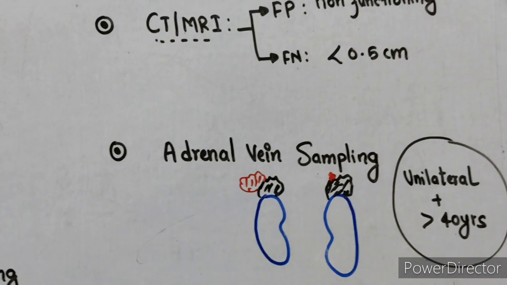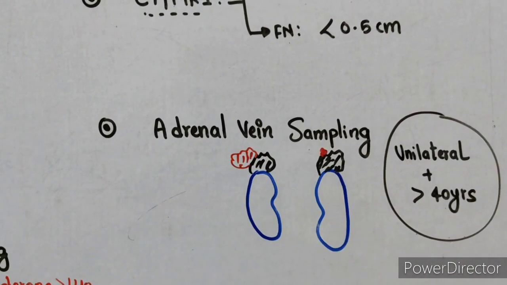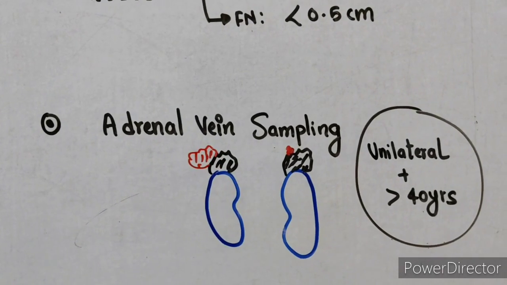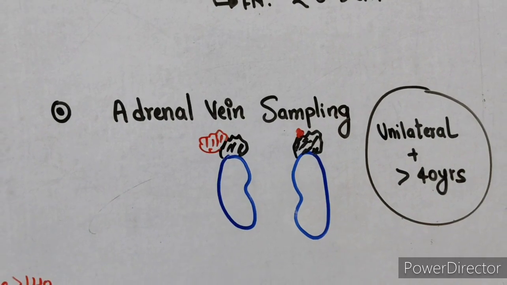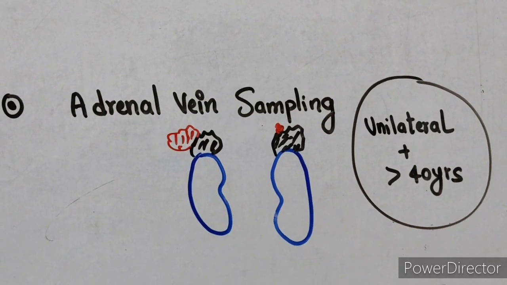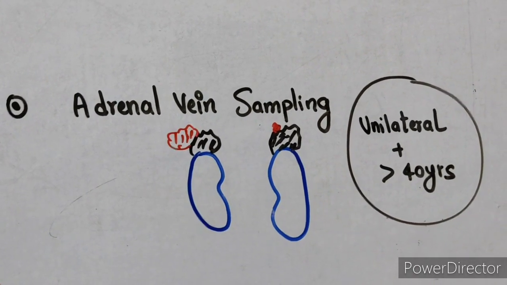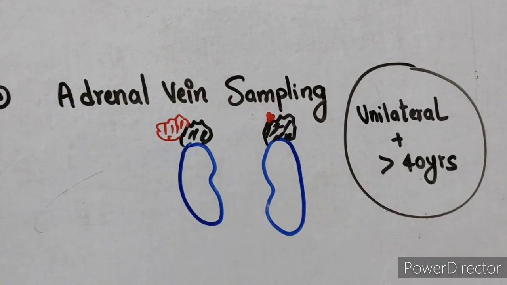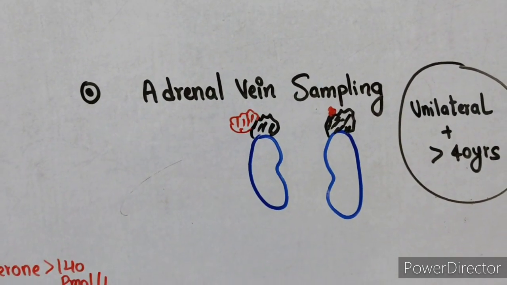Adrenal vein sampling is indicated if CT or MRI shows a unilateral adrenal mass and if the patient is greater than 40 years. Because in this group of patients, if CT or MRI shows a unilateral mass, then it is usually an inactive or non-functioning adenoma. So this should not be removed by surgery.